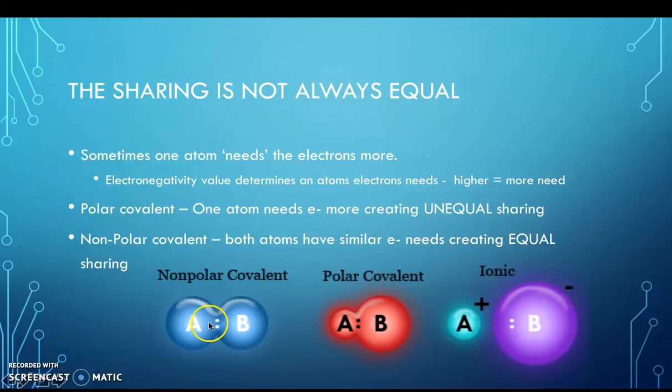Okay, in nonpolar, both atoms have a similar need. Now, it doesn't always have to be an exactly equal need, but they have a very similar need, which means that these electrons being shared are shared equally or almost equally, so close to equal that we can call it equal. So they circle A, and then they circle B, and then they go back and circle A, and circle B. Okay, so the amount of time spent on each A and B is the same.